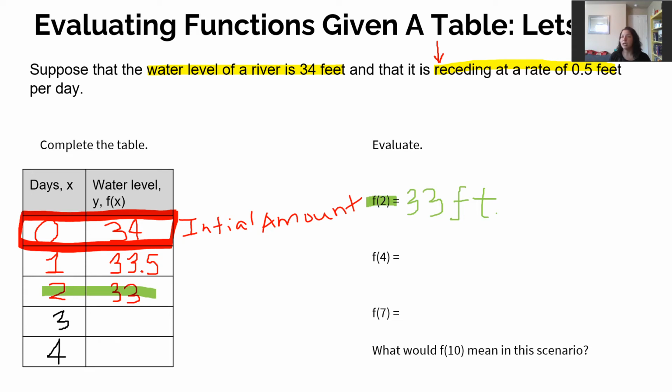So that means I need to go to 3 and then skip over to get to 4, right? Okay, so let's subtract another half a foot. That would be, oh gosh, 32.5. It's looking bad. I understand this. Let's take off another, and that would be 32 feet. Okay, so f of 4 being my input, I would write over here 32 feet.